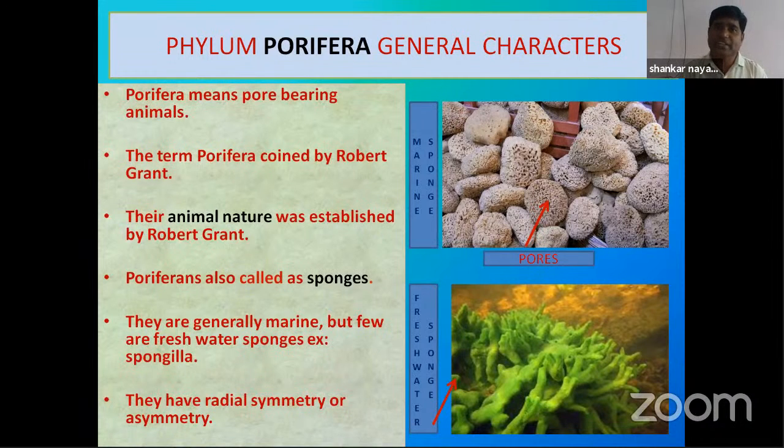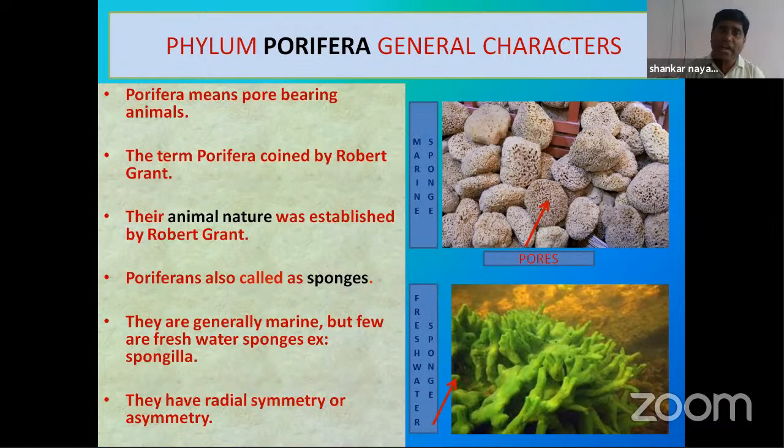See, what are the general characters of Porifera? Porifera means pore-bearing animals. In this diagram, I have presented a poriferan animal to you. When we see this animal, under their body surface, we can find tiny pores. As it has these kinds of tiny pores, these animals are called poriferans. Pore is nothing but a small or tiny hole.